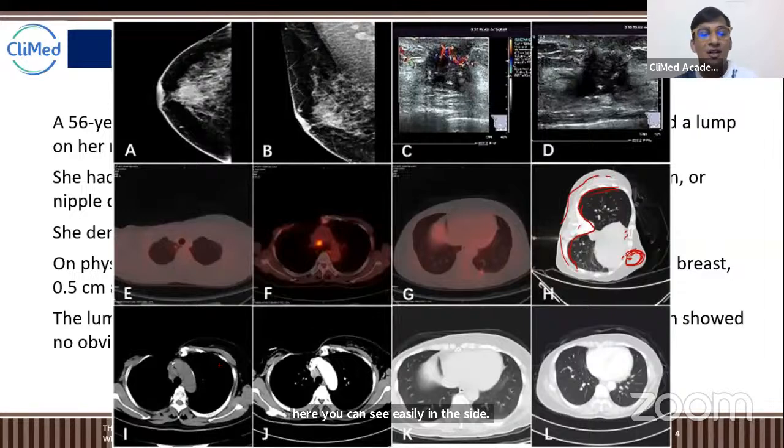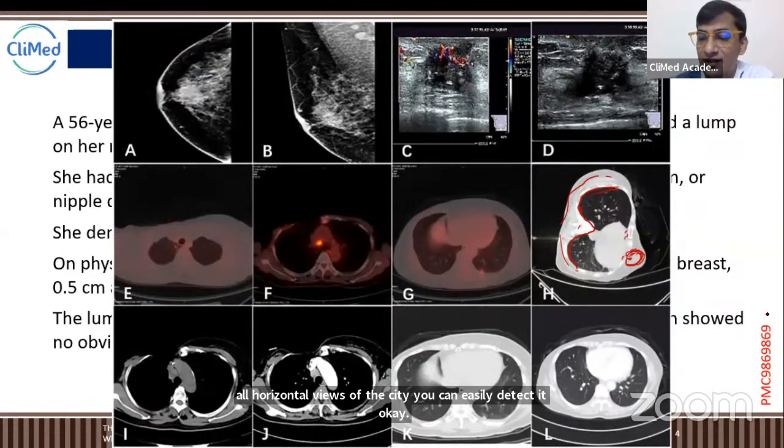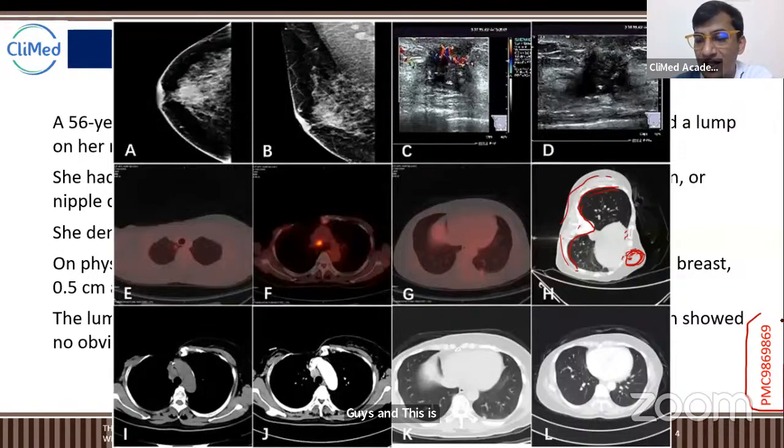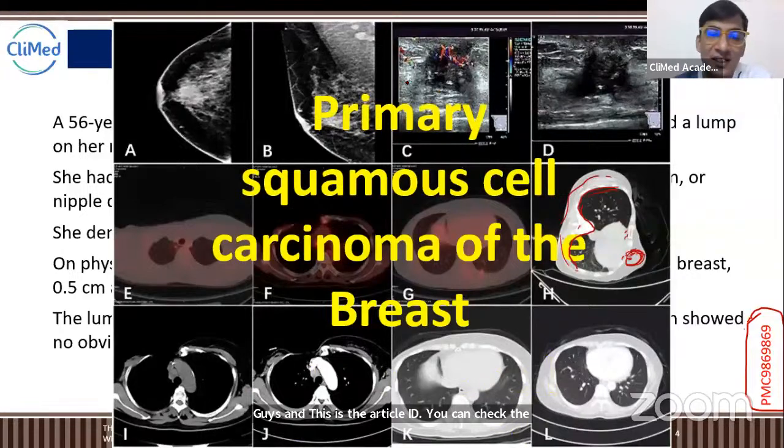These are all horizontal views of the CT, you can easily detect it, okay guys. This is the article ID, you can check and read the entire article here. Now what is this exactly? This is primary squamous cell carcinoma of the breast.